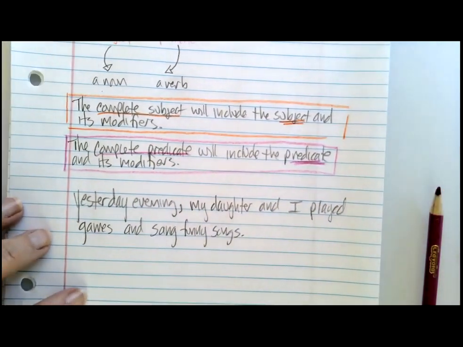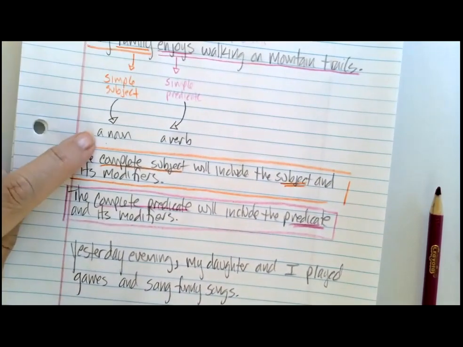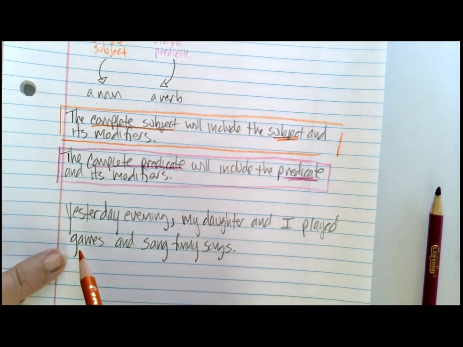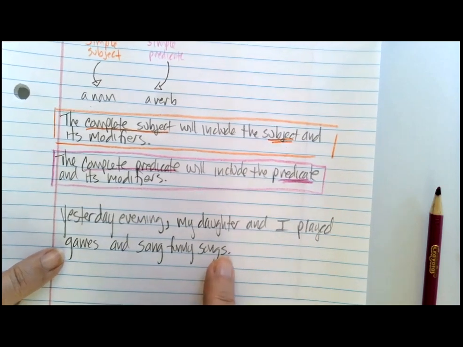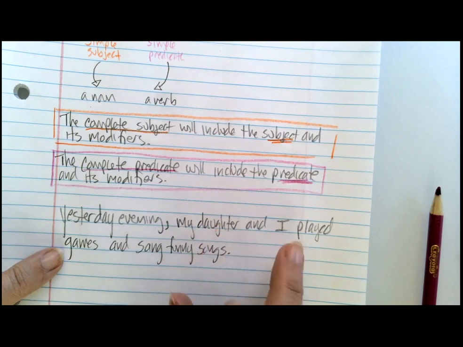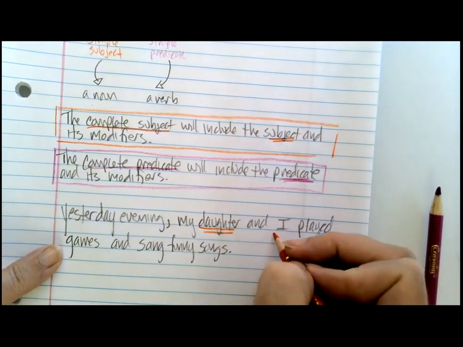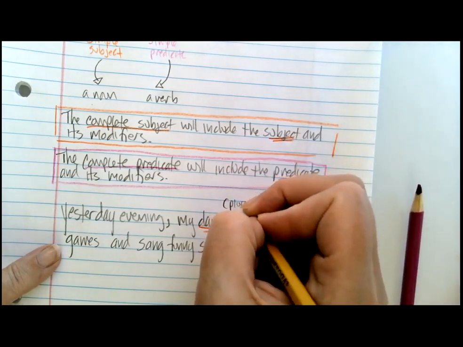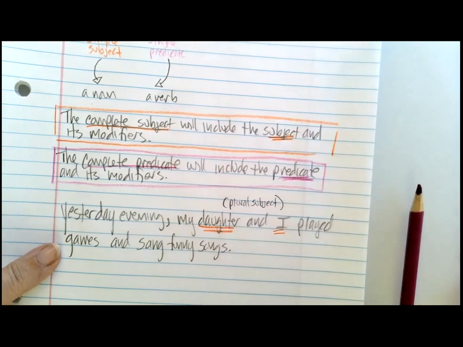Okay, let's identify what's going on in this sentence. First of all, let's pick out our subject. So we know the subject is going to be a noun, right? Yesterday evening, well, my daughter and I played games and sang funny songs. Okay, games is a noun, songs is a noun. But is that who or what the sentence is about? No, my daughter and I. Okay, so we're going to double underline daughter, double underline I. This is called plural subject, plural meaning more than one. There could be more than two. Okay, that's a plural subject.